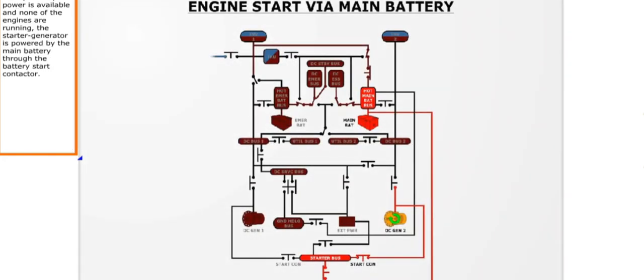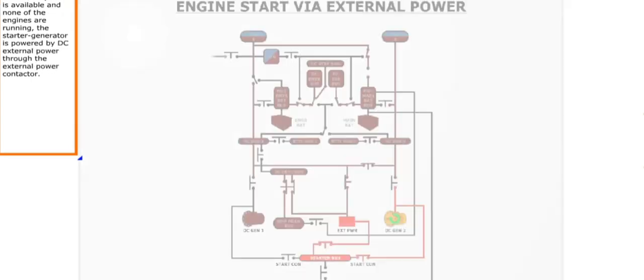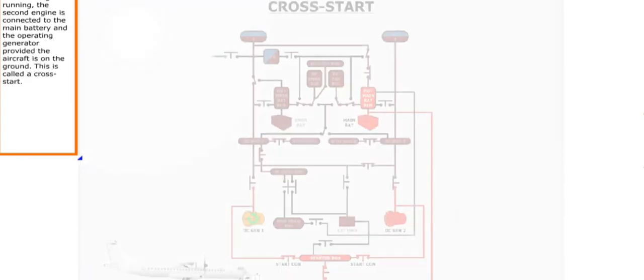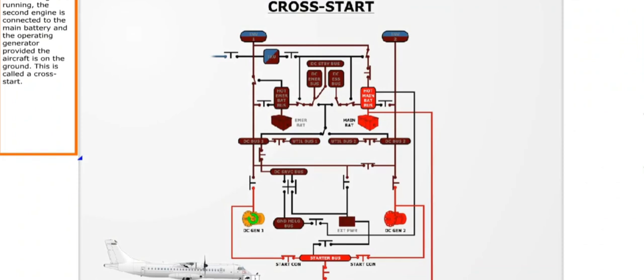If only battery power is available and none of the engines are running, the starter generator is powered by the main battery through the battery start contactor. If external power is available and none of the engines are running, the starter generator is powered by DC external power through the external power contactor. Once an engine is running, the second engine is connected to the main battery and the operating generator, provided the aircraft is on the ground. This is called a cross start.